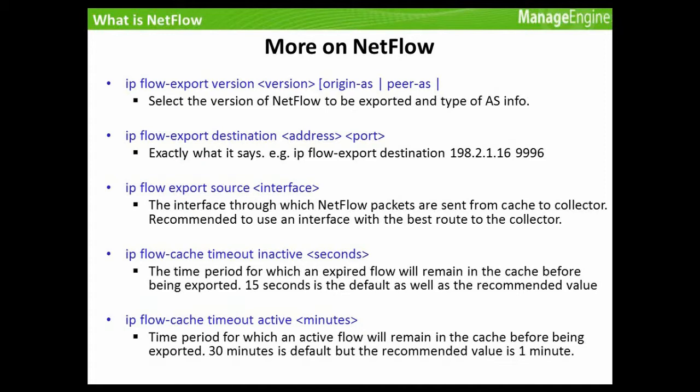And IP flow export destination, that's exactly what it says. You should give the IP address of the flow collector and the port number it is listening on, and then there is the IP flow export source interface. Here you need to choose an interface which is easiest to reach from your exporting router to the collector, which has the best route to the collector. Maybe it can be a loopback interface, or maybe it can be a LAN interface, but any interface which can easily send traffic to your collectors.